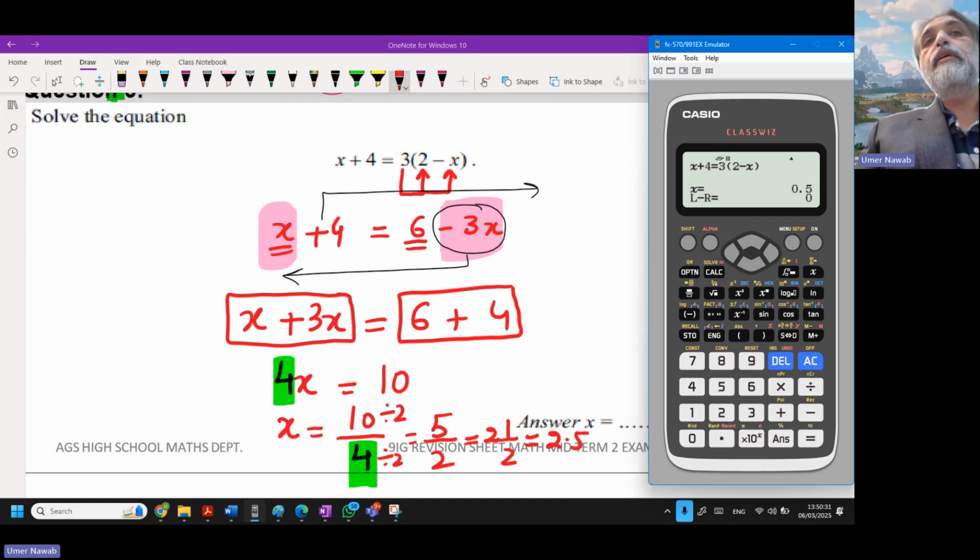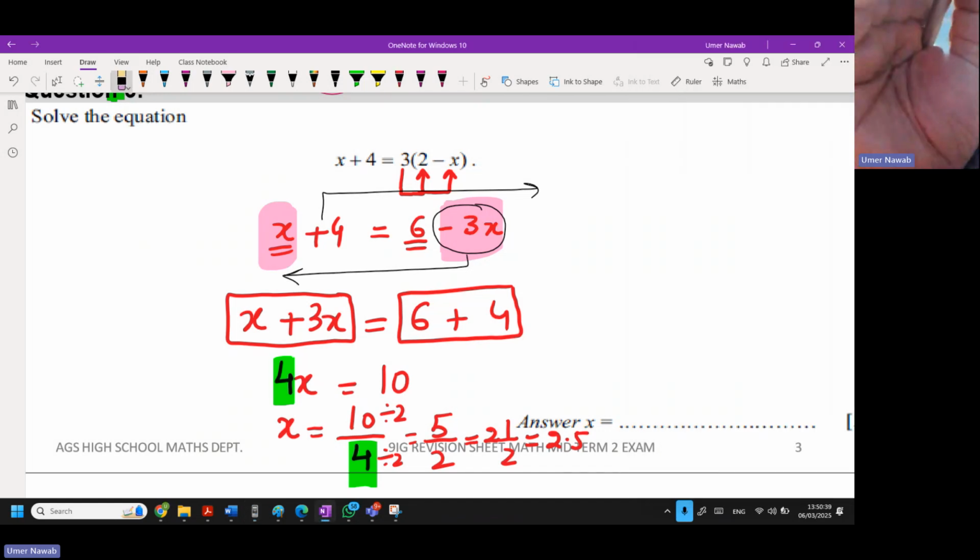0.5. So imagine I got my answer, but my answer is wrong. Why is my answer wrong? You remember that I did one mistake. It was plus 4. When I shifted the plus 4 to the right, it had to be minus 4. Look, calculator is helping you. If calculator is allowed, the verification helps you if you did any mistake in the question, you can easily correct it. So rather than 6 plus 4, it is 10, 6 minus 4, which is equals to 2.